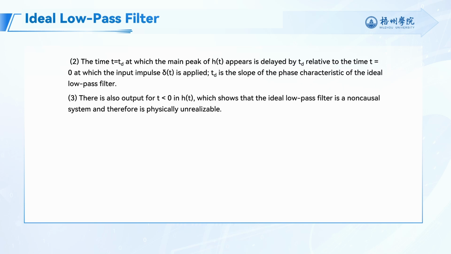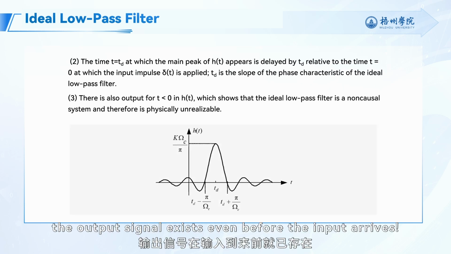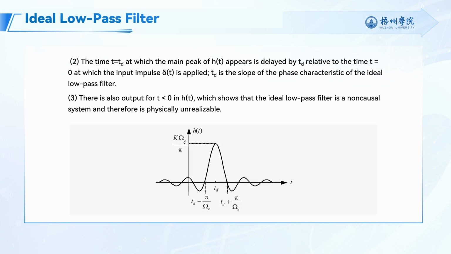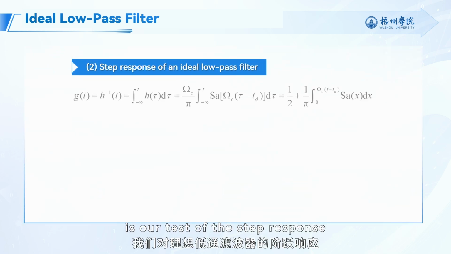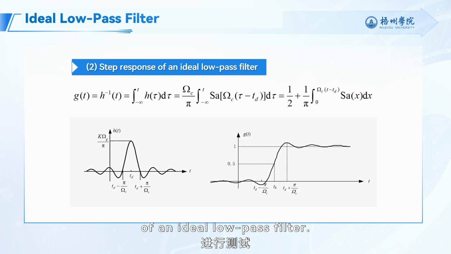Fatal limitation. The output signal exists even before the input arrives. This violates the law of causality, proving that an ideal low-pass filter cannot be physically realized. The second type is our test of the step response of an ideal low-pass filter.